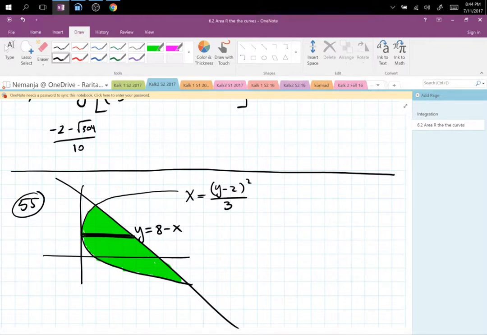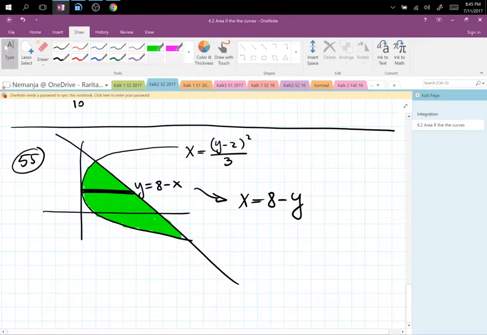If we are using dy, that means that all functions have to be in terms of y, because this guy over here is x equals f of y. Luckily, one function is already given as x equals f of y. We just need to massage the other one to get in the same form. So this one over here is now going to be x equals 8 minus y. Now, set two equations equal to each other to find the limits.